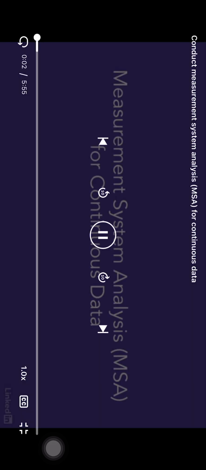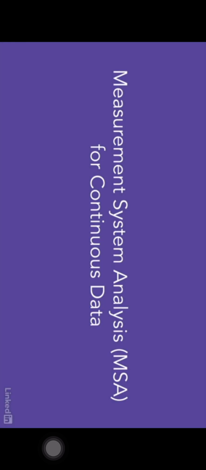Let's now look at how to conduct a measurement system analysis, or MSA, for continuous data using Minitab, a popular statistical software used by black belts and green belts. Before jumping in, let's discuss some key points in planning for an MSA study. First, you need to determine the number of appraisers, sample parts, and repeat readings or trials in advance. Next, select your appraisers from those who normally operate the instruments.